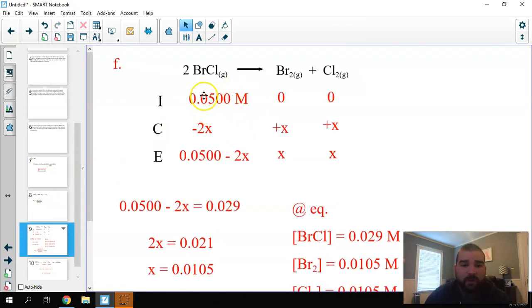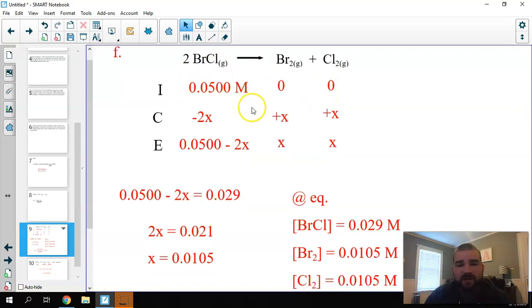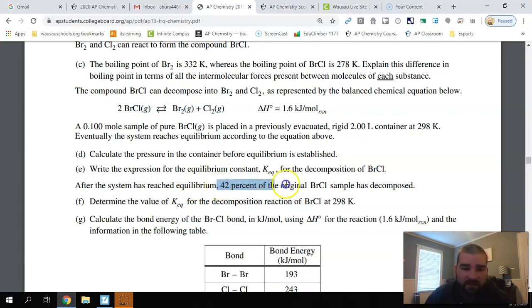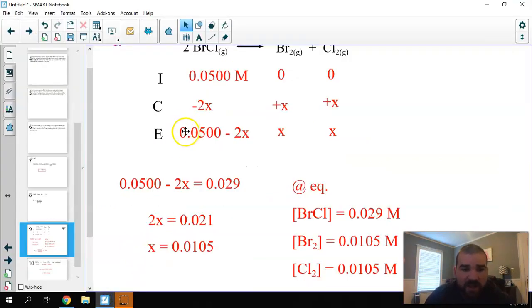I have an initial molarity of that stuff right there, neither of the two products as it hasn't decomposed yet. I subtract off a value of 2x because of the coefficient. On the product side, this goes up by x and x, and at equilibrium, I get this. Now, we could put this into the equilibrium constant expression right away, but we know how to solve for x already. They told us that 42% of the original is decomposed, meaning 58% is there when it's all said and done.